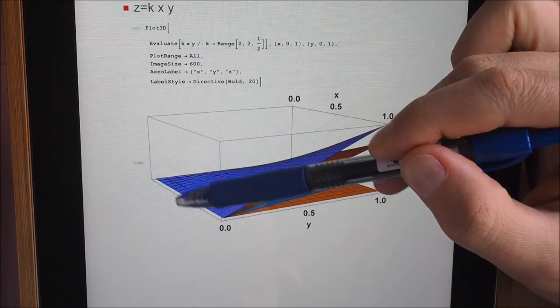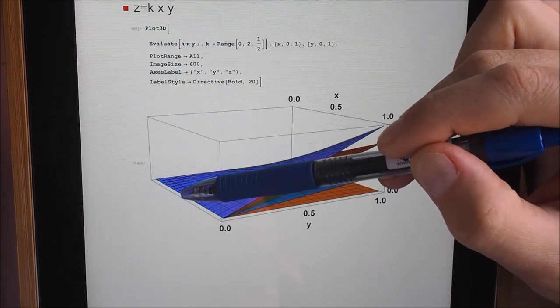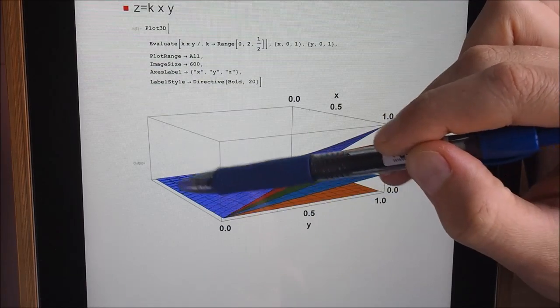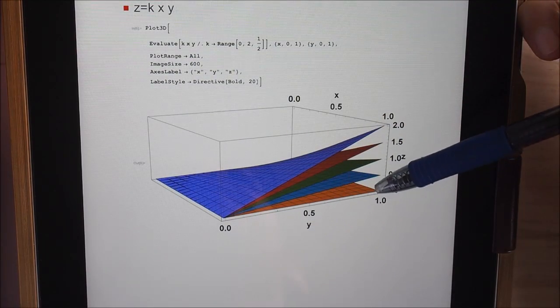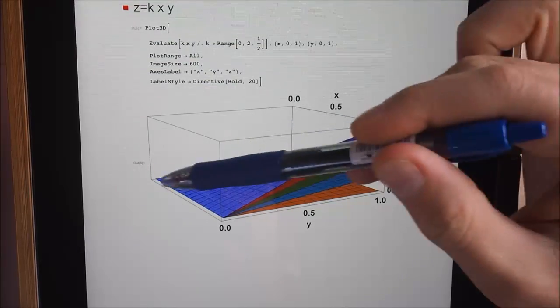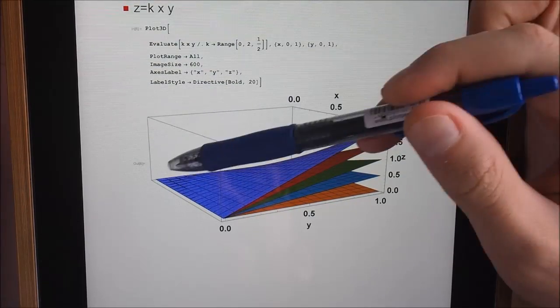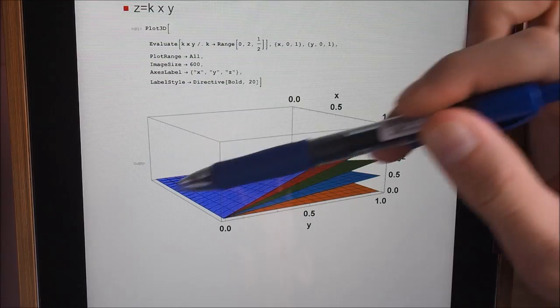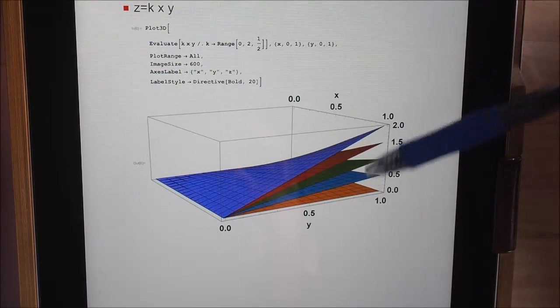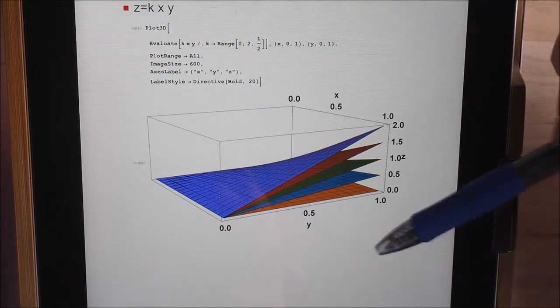Obviously, if y is 0 along this line, no matter what x is, z is always 0. Similarly on the axis back here. If x is 0 back here, it doesn't matter what the value of y is, it's always going to be 0. So when x and y are both non-zero, we have this kind of increasing slope.